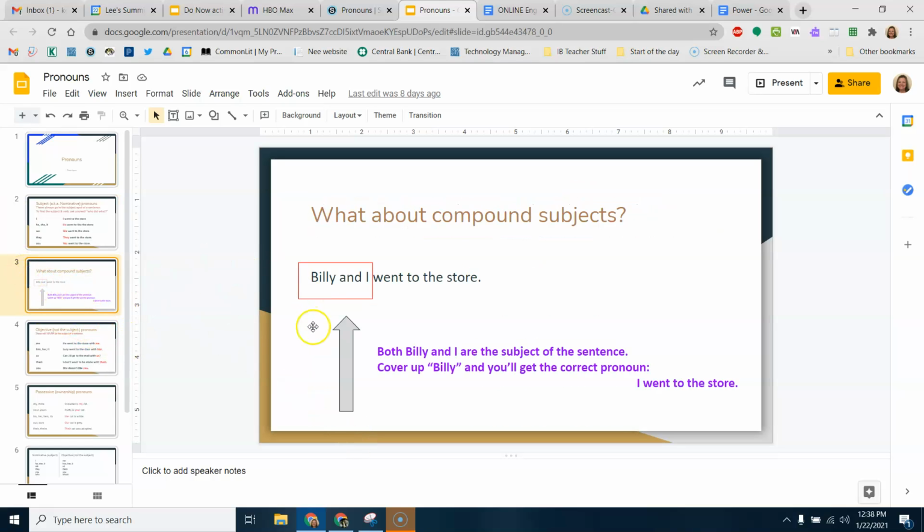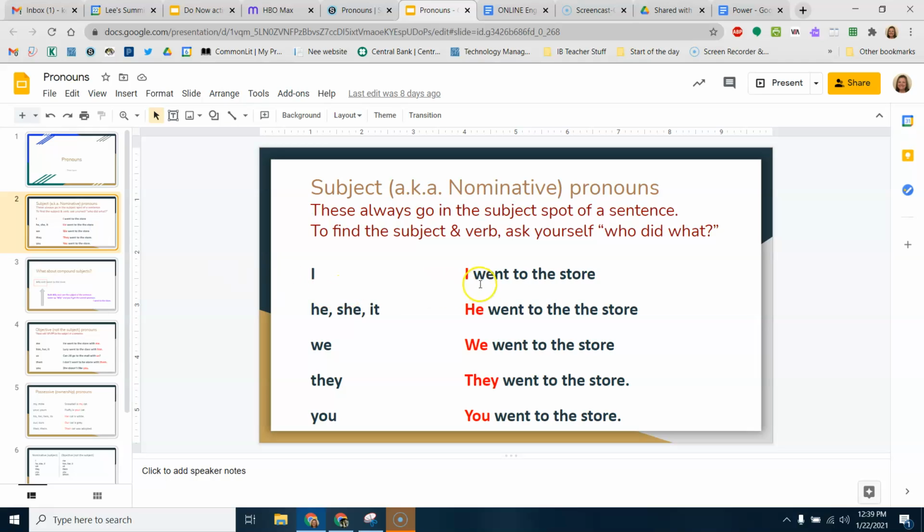So the next slide, Billy and I went to the store. What happens if we have more than one? It's not just I went to the store. Now we have a compound subject. We have more than one. So both Billy and I are the subjects of the sentence. Who did what? Billy went to the store. I went to the store. So one trick is to cover up, let's say Billy, cover that up, and you're left with I went to the store. And that is the correct pronoun because I, back here, I is a subject pronoun.